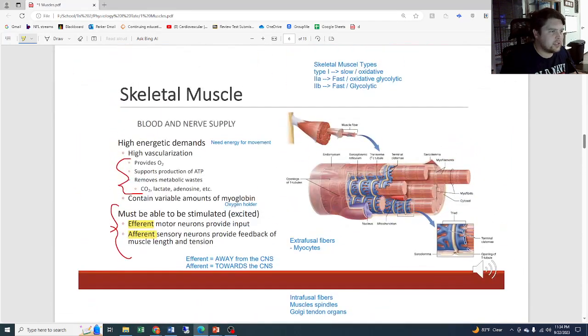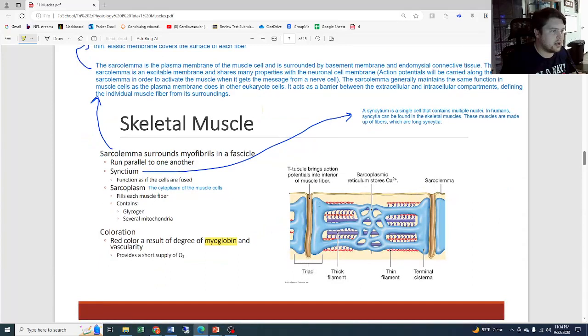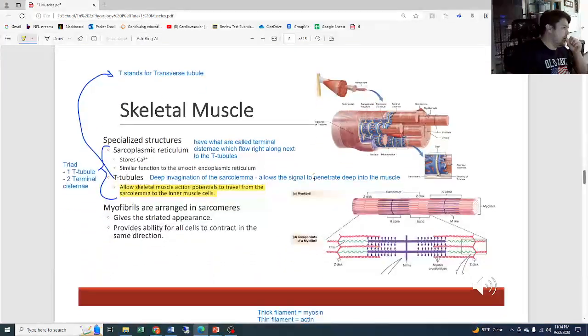So you can see here how we have this sarcoplasmic reticulum. The whole sarcolemma runs all around the outside, and then we have the sarcoplasmic reticulum inside. And these other structures called T-tubules. Okay. So some of these specialized structures, the sarcoplasmic reticulum, is going to store calcium. We'll see why calcium is important in a little bit. And it has a similar function to the smooth endoplasmic reticulum in other cells.